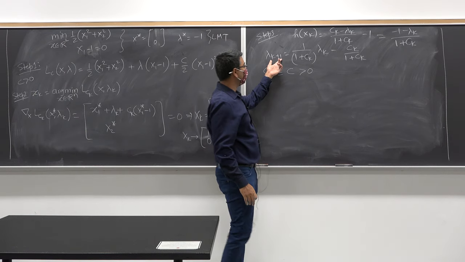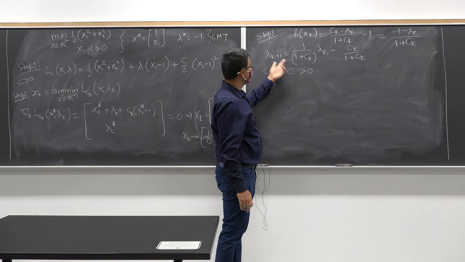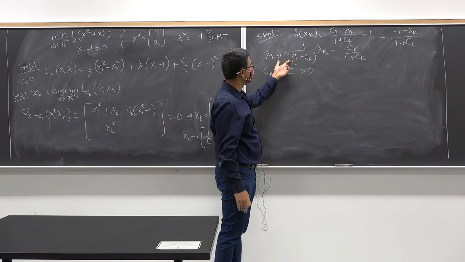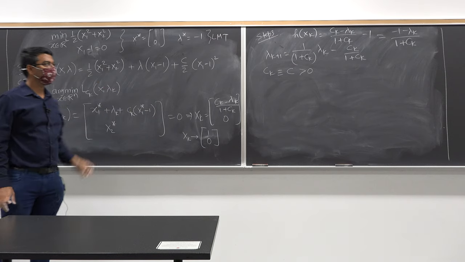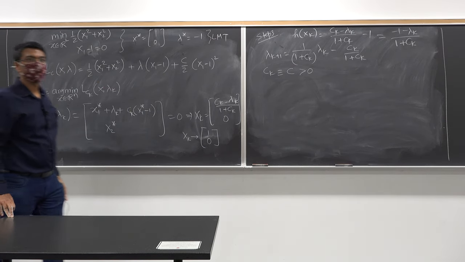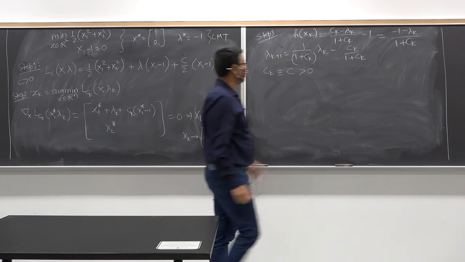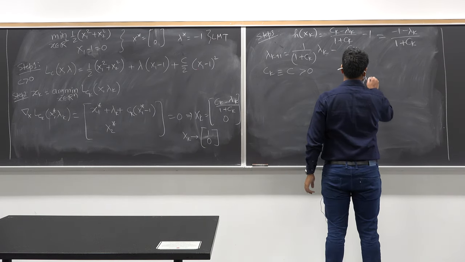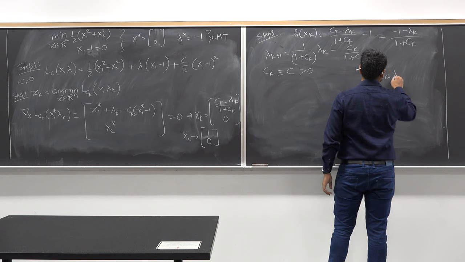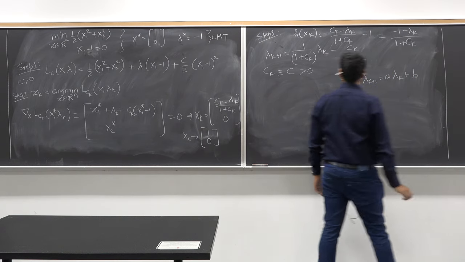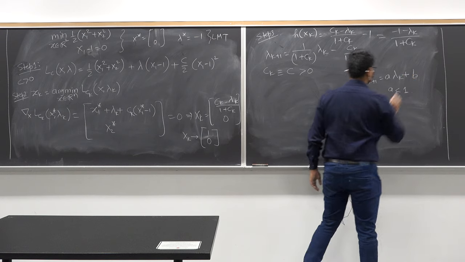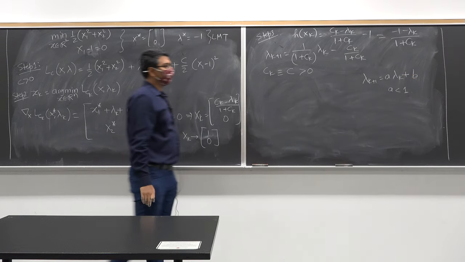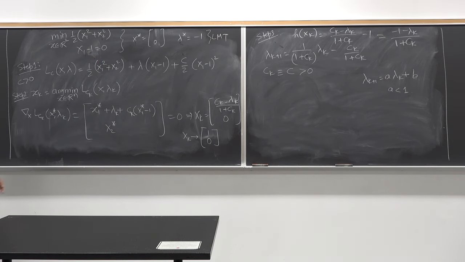Do you think the sequence will converge? If ck is greater than 0, what happens to the sequence? Do you think it's going to converge? So what does this expression look like? It's lambda k plus 1 equals a lambda k plus b, where a is strictly less than 1. Do sequences of this type converge? And if they do, what do they converge to?